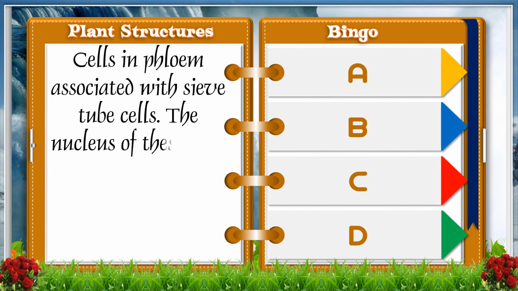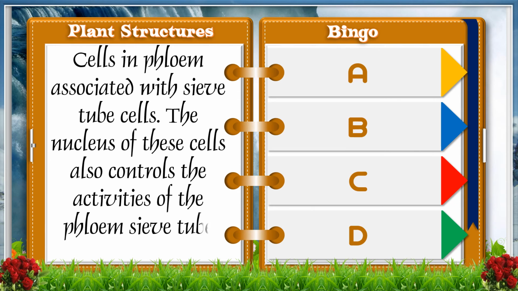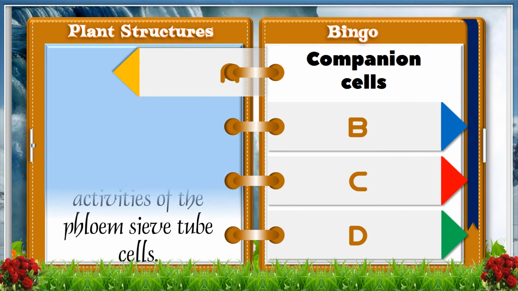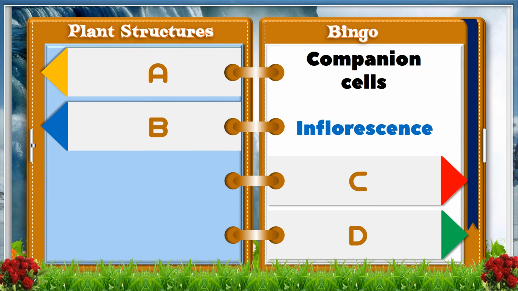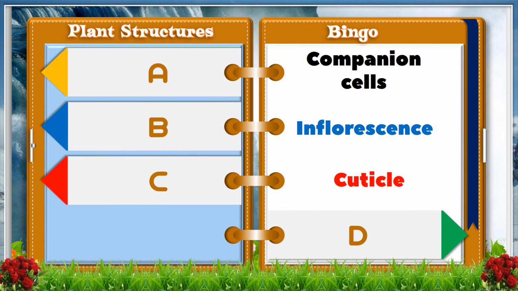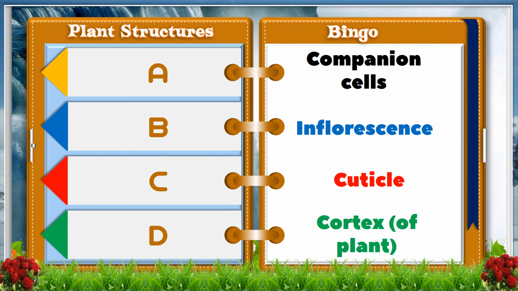Cells in phloem associated with the sieve tube cells. The nucleus of these cells also controls the activities of the phloem sieve tube cells. A, companion cells. B, inflorescence. C, cuticle. D, cortex of plant. And the answer is A, companion cell.